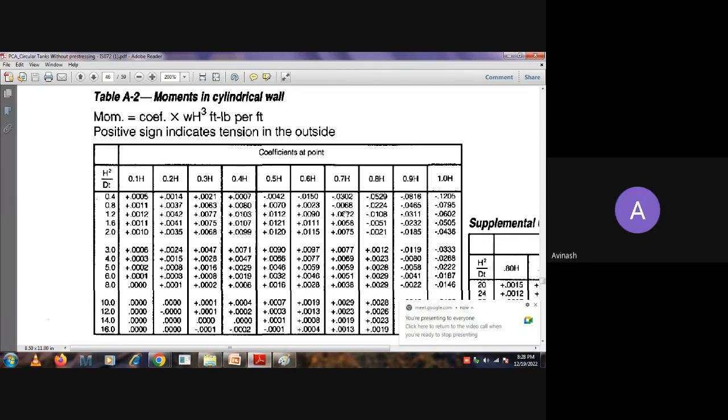6.21. Okay, let's check with Bhakti also. Sir, it is 1.52 at 0.9h, na? Yes, at 0.9h. 1.52. I will check.